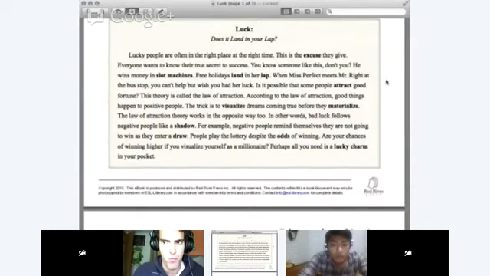I think lucky people are always confident in themselves, and they always see everything in a positive way. Exactly. So our lucky people are positive thinkers who have confidence. Good.